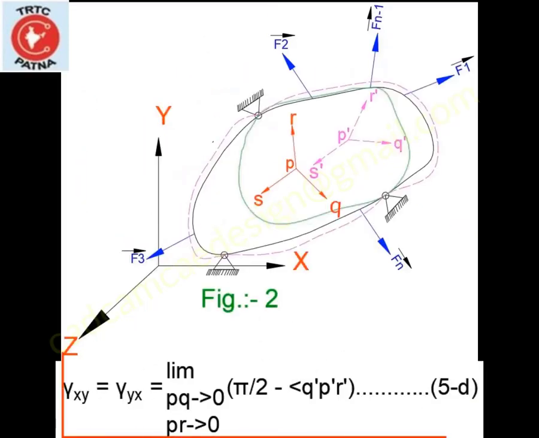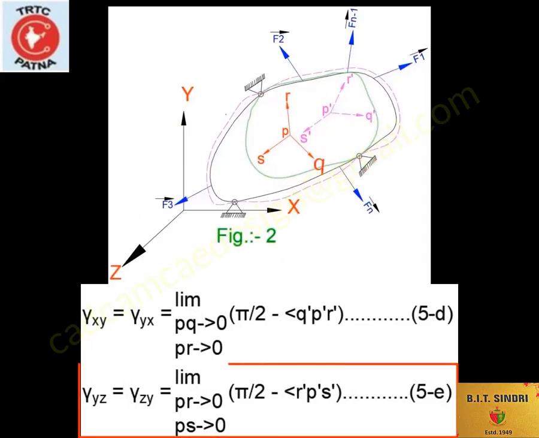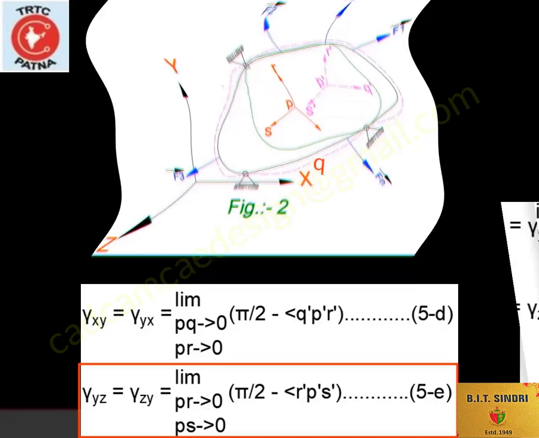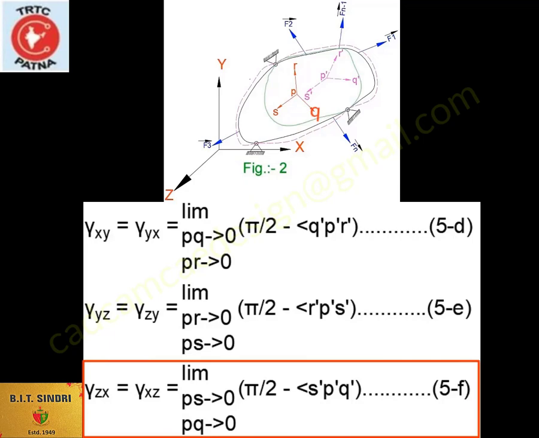Now the shear strain about the xy plane, equal to the shear strain about yx, equals the limit as PQ tends to 0 and PR tends to 0 of pi by 2 minus the angle Q'P'R'. The shear strain about yz, equal to the shear strain about zy, equals the limit as PR tends to 0 and PS tends to 0 of pi by 2 minus the angle R'P'S'. The shear strain about the ZX plane, equal to the shear strain about XZ, equals the limit as PS tends to 0 and PQ tends to 0 of pi by 2 minus the angle S'P'Q'.